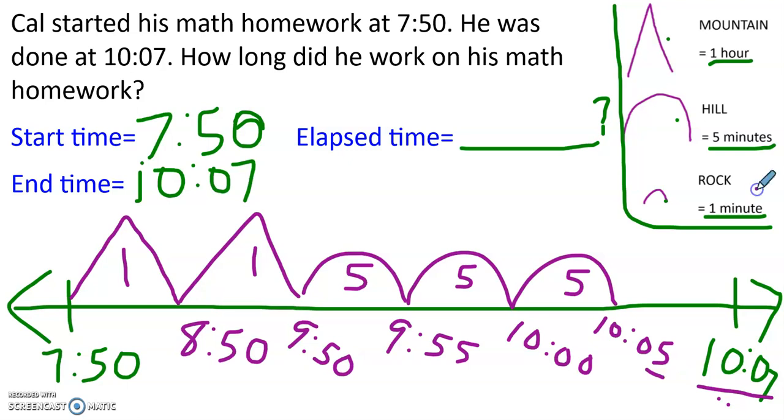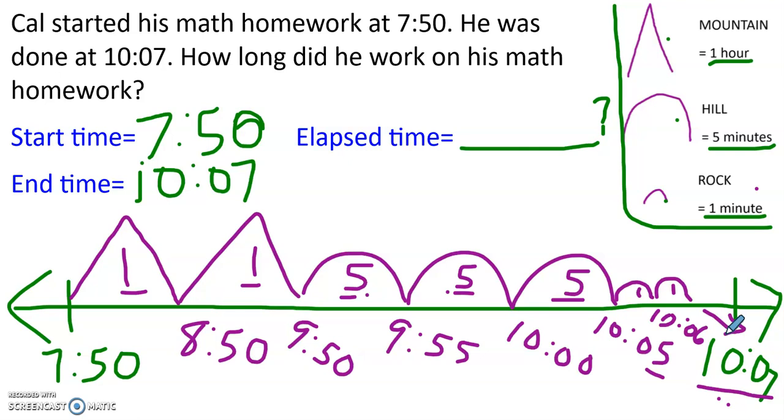That's where my rocks come in. I need to do some rocks to get to 10:07. So if I do one rock, and notice every time I'm doing a rock or a hill or whatever, I'm putting the amount of time that it's worth. All right, so one rock is going to be 10:06. And I can do one more rock, right? One more rock is going to put me at the time that I need to stop at, which is 10:07.